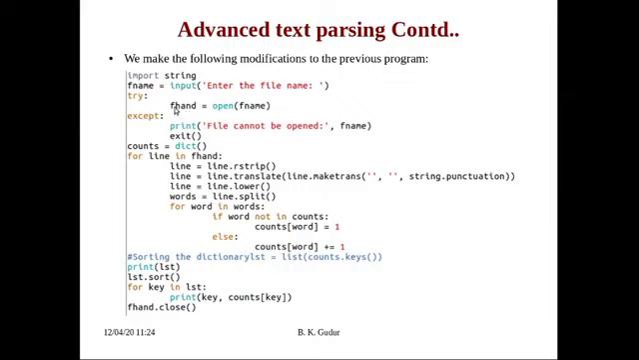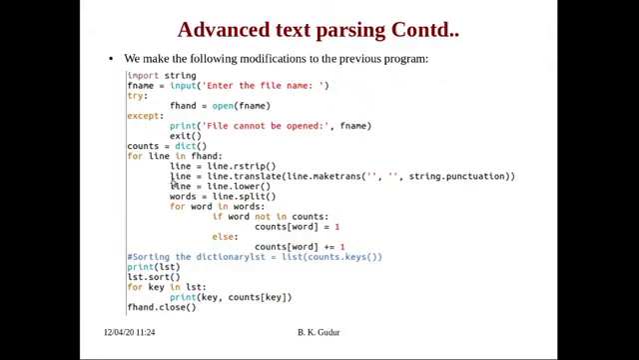If it is not opened, meaning if any problems or errors are there, the except will be executed. Counts is equal to dict. For line in f, line is equal to line dot rstrip. You know what rstrip does; we have discussed it previously in detail. It strips all the extra spaces and tabs that appear around the line, and that stripped line will be taken up.